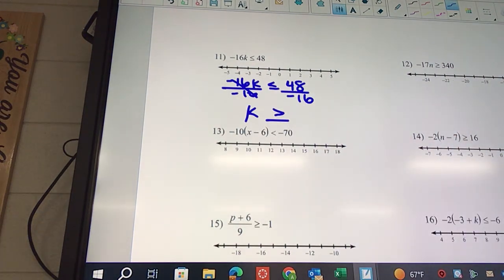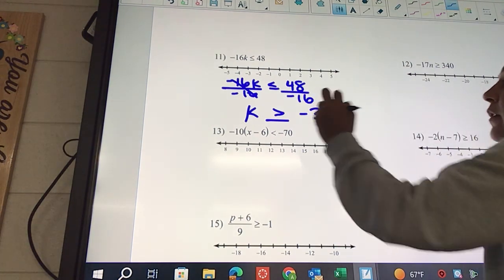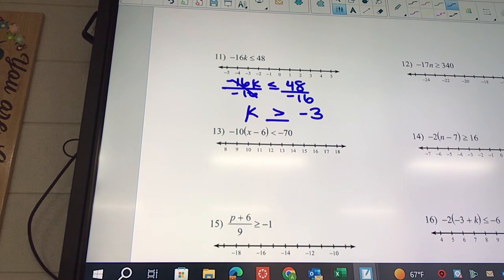Okay, and I don't know what that is. Maybe 3? Is it 3? Negative 3? I keep getting caught, like before you said it. Because you didn't type in negative 16.